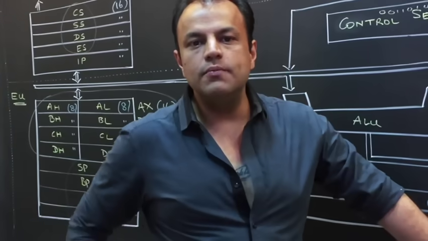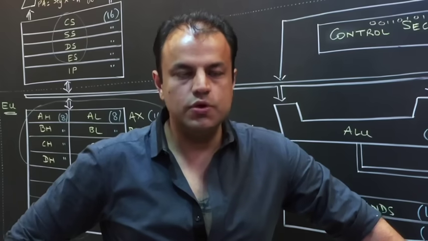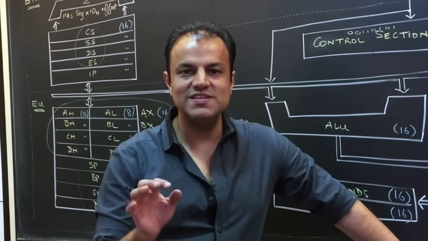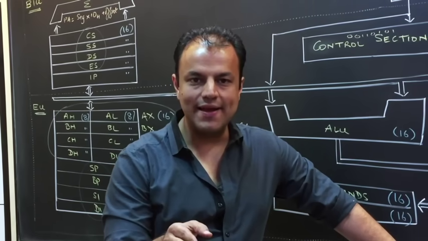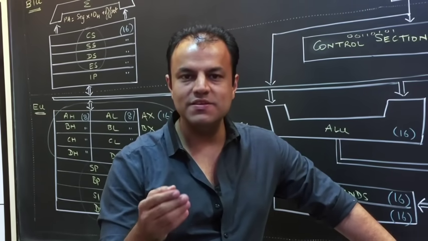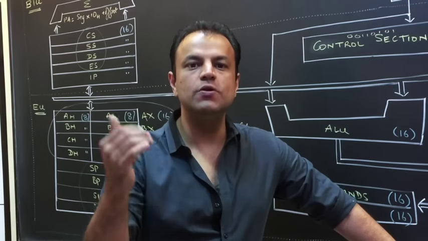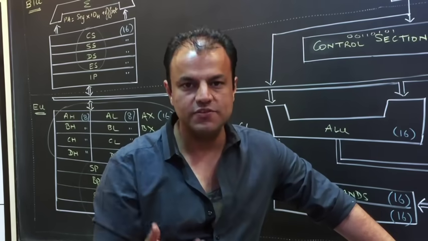I tell you, write a program to add two numbers, 4 and 5. What do you do? You first put 4 and 5 inside two registers. You add them. The answer will again come inside some register. And then you'll display that register. This is how programming is done.